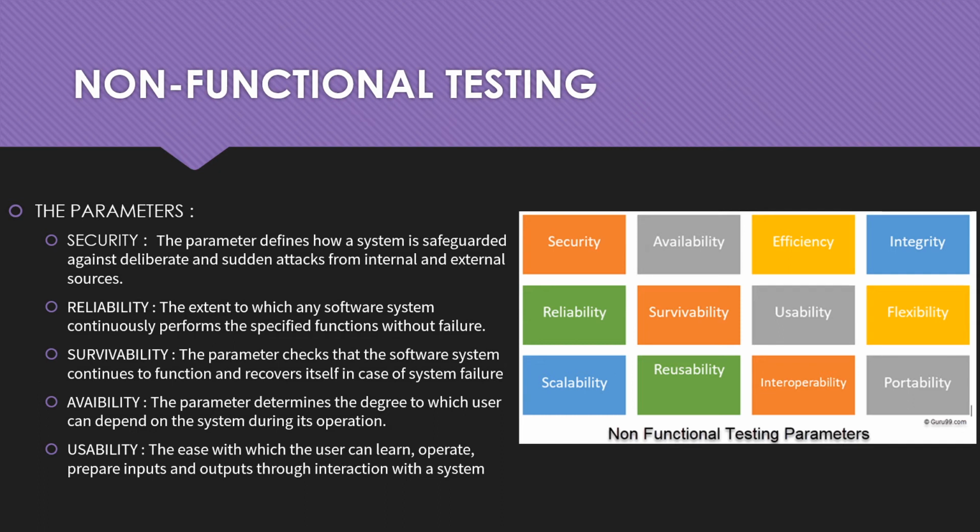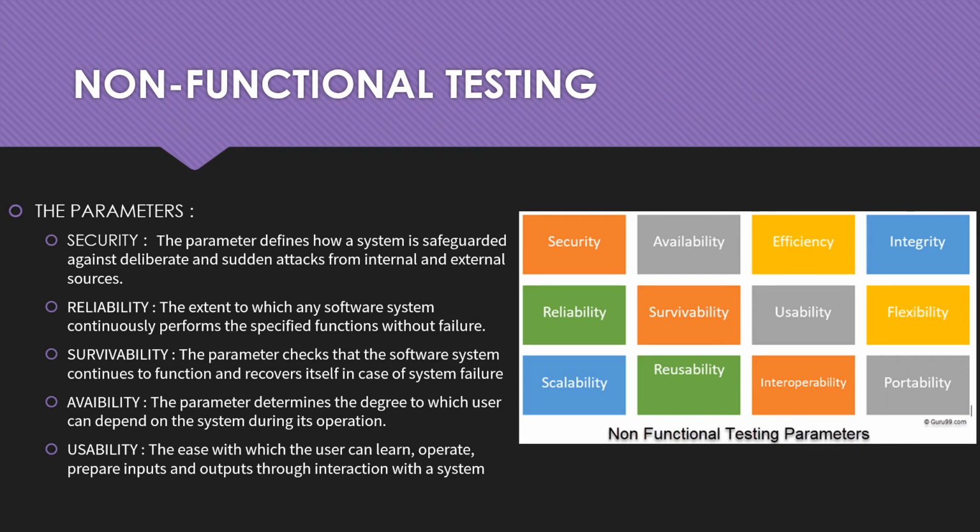And for survivability, we can check that the software system continues to function and recovers itself in case of system failure. So if there is an error in the software or application, the software can recover itself. For example, an internet error or something like that. So if there is an internet error, the software can recover from that system failure.